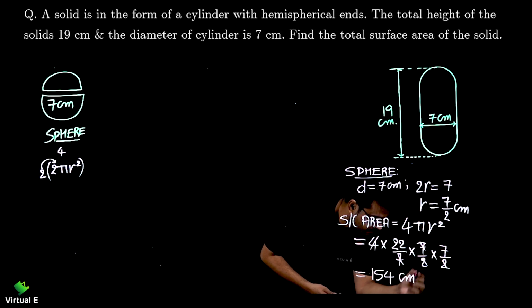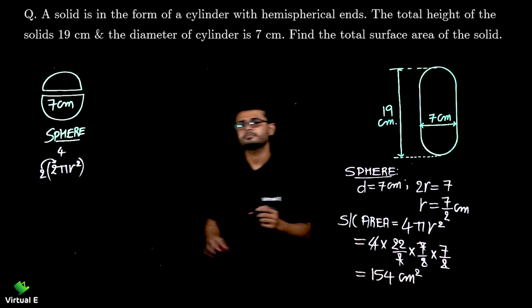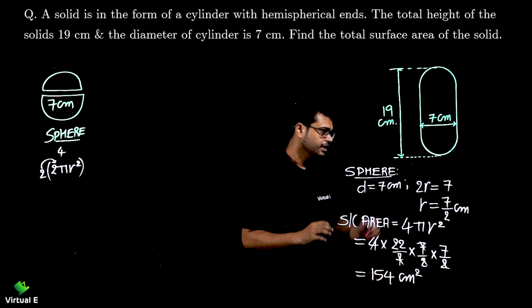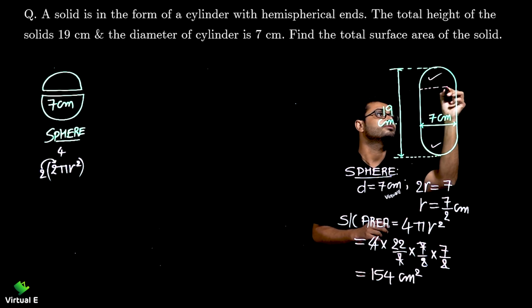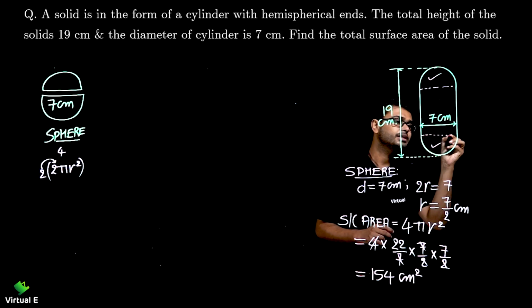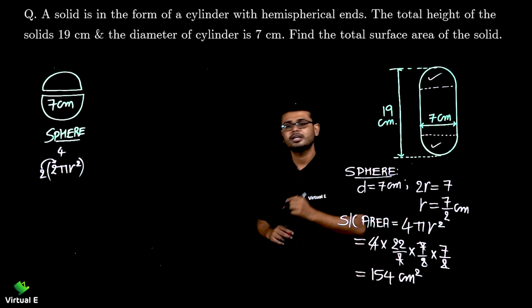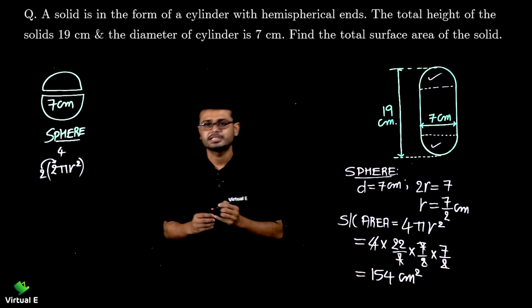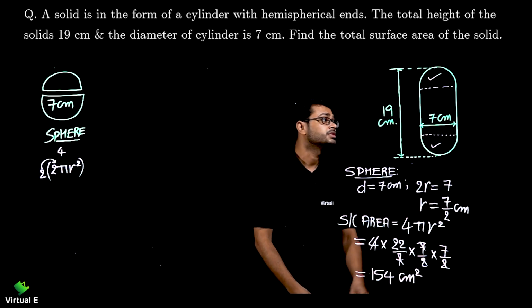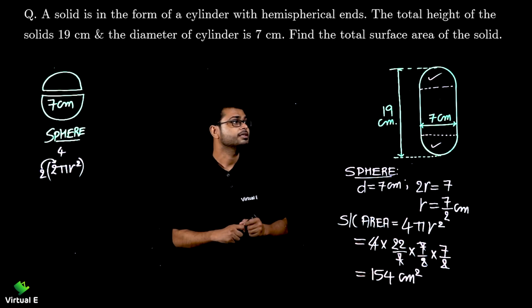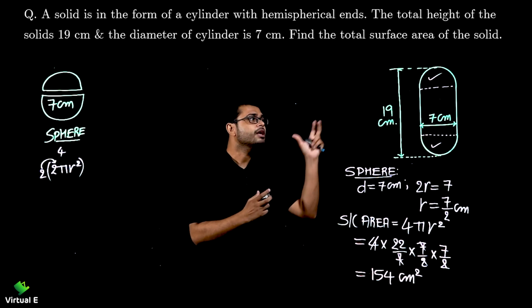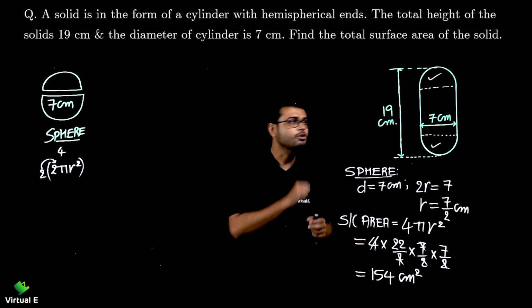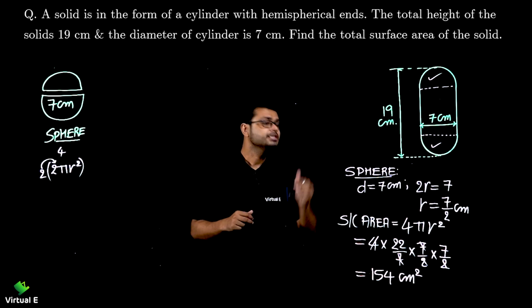154 centimeter square. Done. So that was about the spheres, hemisphere 1 and hemisphere 2. If you connect this, you are going to get the sphere. Now let's come to the cylinder. We need to find the surface area for the cylinder. Then we are going to add it. Simple, because when we combine these shapes, we are going to get this particular solid. So let's start with the cylinder.